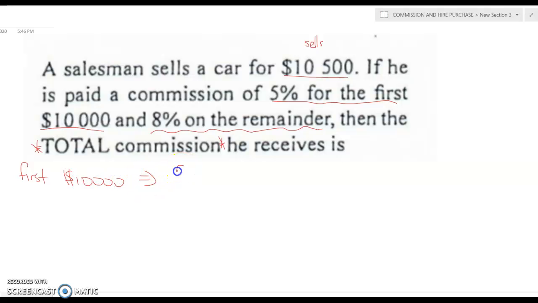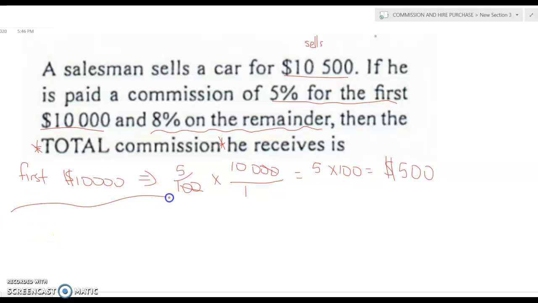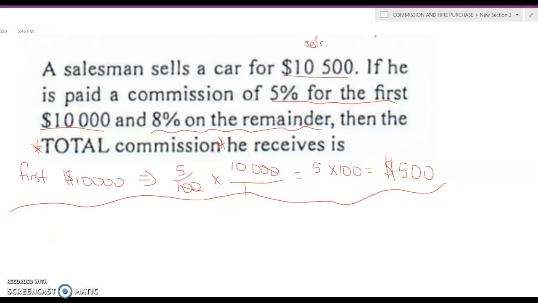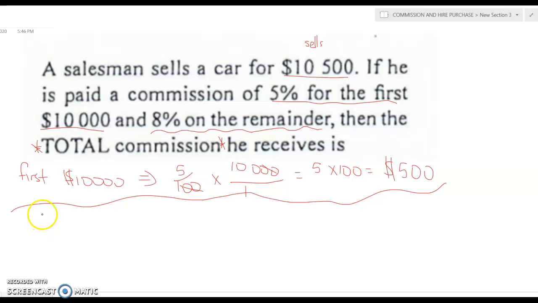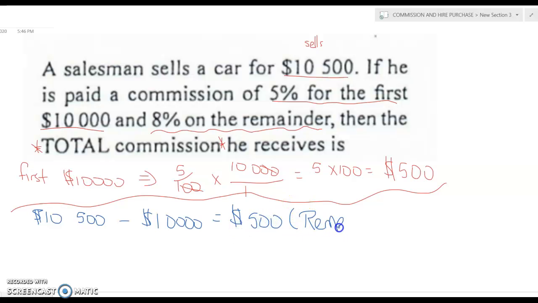and that commission is 5%, so 5 over 100 times that 10,000, right? And let's cancel. These two zeros will cancel, these two zeros will cancel. So you get 5 by 100, so you get $500 commission from that first 10,000. All right, so now we are looking at the remainder. First we need to find out what's the remainder, right? The total of the car is 10,500. So let's take away that first 10,000 and we will get $500. So in brackets, I'll put this as remainder.